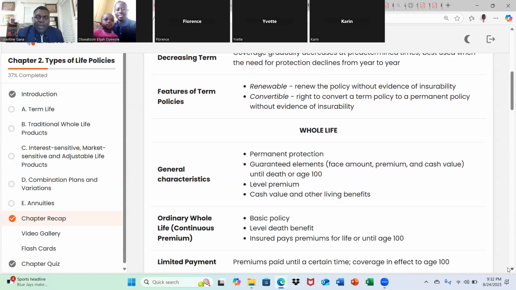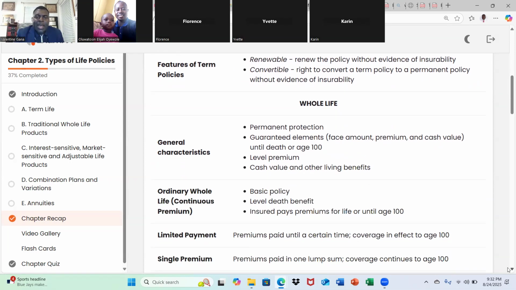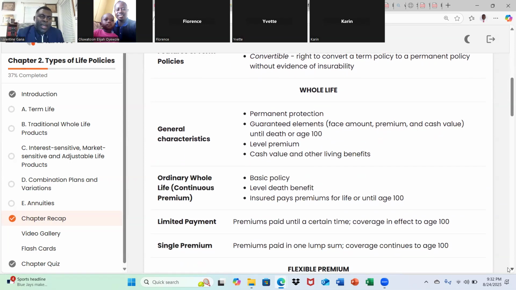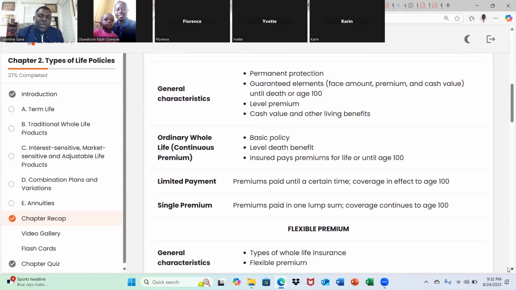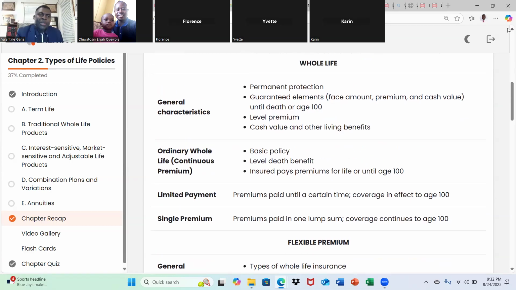Features of term, they might be renewable and they might be convertible. Sometimes you can convert a term policy to a universal life policy. Remember this, you will most likely see it in the exam. A universal life policy is an annually renewable term policy with a cash account. The universal policy has two sides: annually renewable, cash account.